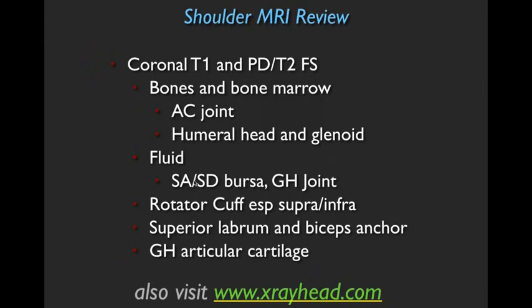You also want to look for fluid in the subacromial subdeltoid bursa or in the glenohumeral joint to see if there's an effusion. And then we focus our attention on the supraspinatus and infraspinatus portions of the cuff, as well as a little bit on the other cuff tendons. It's also a great plane to look at the superior labrum and biceps anchor coming in, to get an idea of what's happening with the labrum and biceps complex, and also take a look at the cartilage.